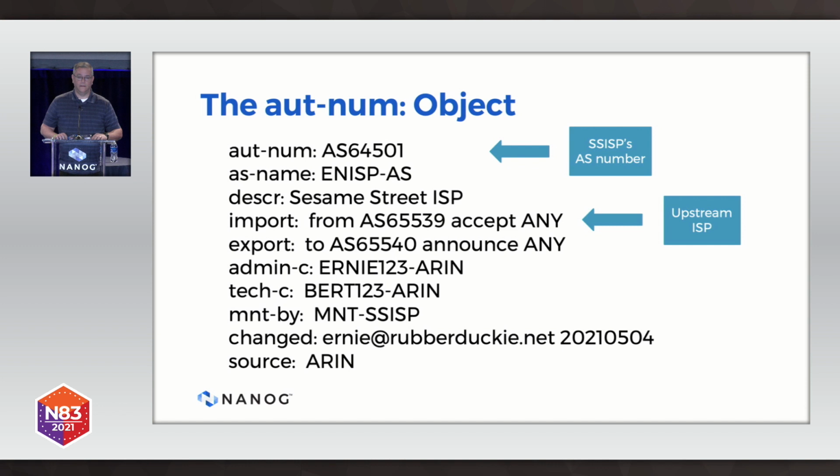Again, my ASN 64501 is associated with my ISP. And it gives the opportunity for operators to pull this information and put it into their policy and say, hey, the Sesame Street ISP is this ASN. It is descriptive rather than just a number. And I can make a statement about who I am going to listen to and who I am going to pass my information along to inside of this autonomous system, this aut-num object. It's optional. You don't need to put that there, but it gives you a more granular knob to put inside of the database.